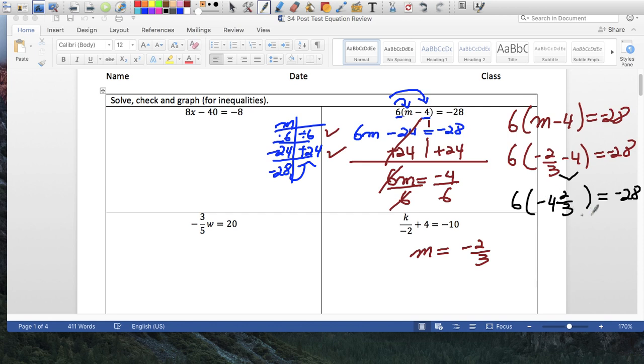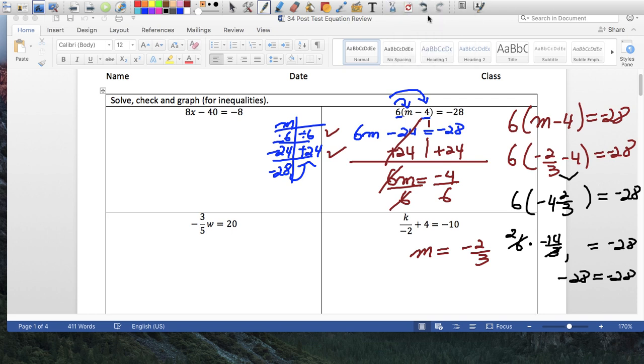So now you can multiply that on your calculator. And I don't have a calculator, so that hopefully should equal negative 28. So I'm going to change that to a mixed number. So 3 times 4 is 12. 12 and 2 is 14. That's 14 over 3 negative. We're going to multiply by 6, right? We can simplify before multiply. That 3 divided by 3 is 1, and 6 divided by 3 is 2, and 2 times negative 14 is negative 28. So we're good here.